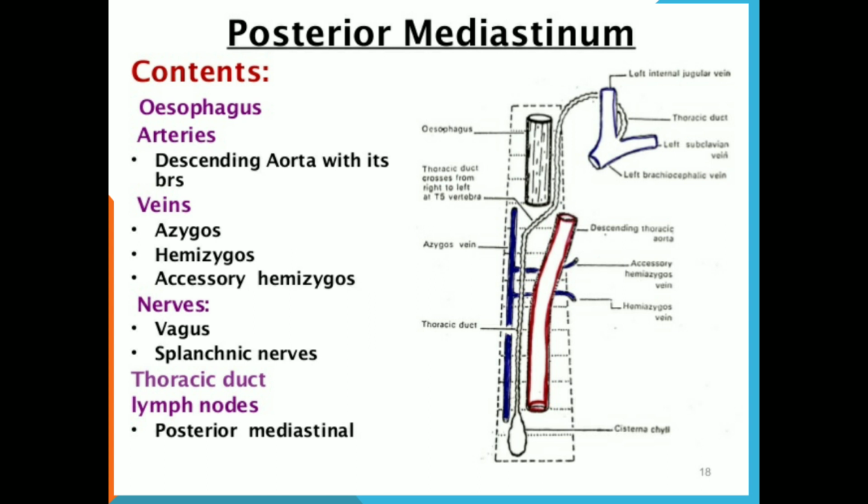See, summary of the mediastinum. What is the mediastinum? It is a median septum separating the two pleural cavities. Then write about the boundaries of the mediastinum: superiorly it is related to the thoracic inlet, inferiorly to the diaphragm, anteriorly to the sternum, and behind it is related to T1 to T12 thoracic vertebrae.